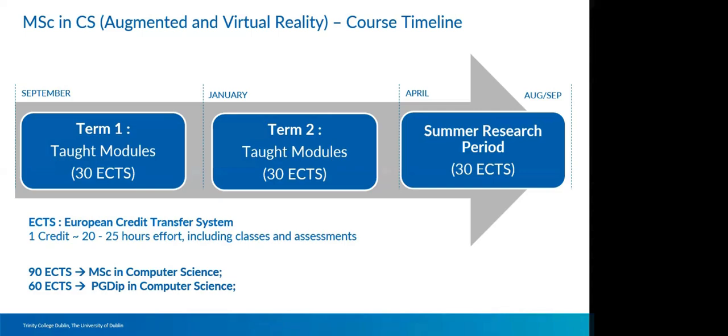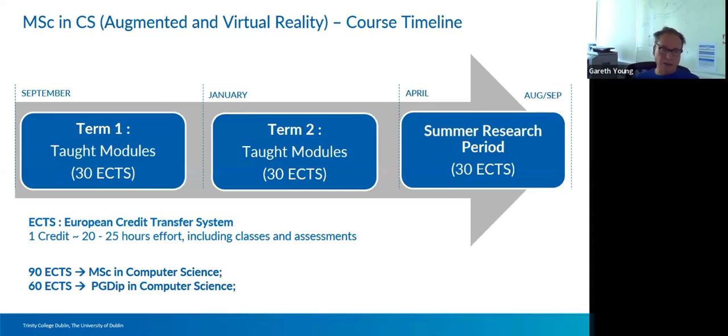And usually that's not the case, but if you should fail or you decide you want to leave, you could leave after the 2 taught terms with 60 ECTSs, and you would get a postgraduate diploma.